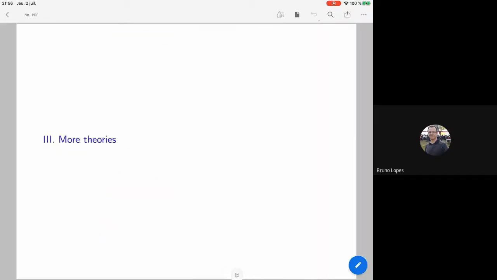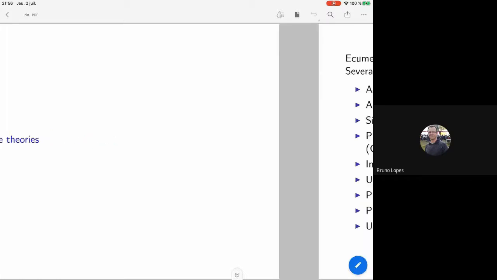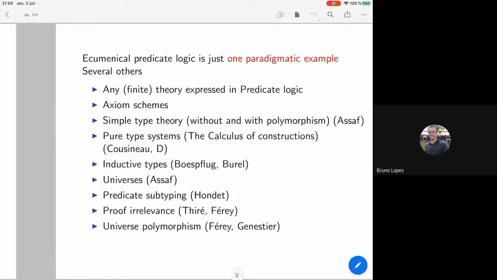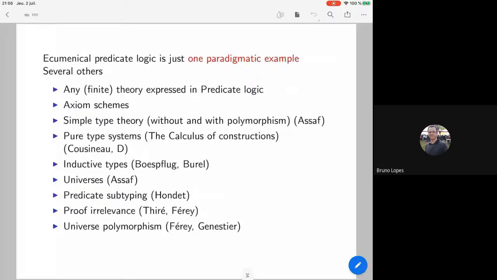So I still have 4 minutes to tell you about more theories that we have been able to express in deductive. And of course, predicate logic was just an example. I showed you how we went from minimal predicate logic to constructive predicate logic and then to ecumenical predicate logic. It's a very paradigmatic example, but it's just one example.